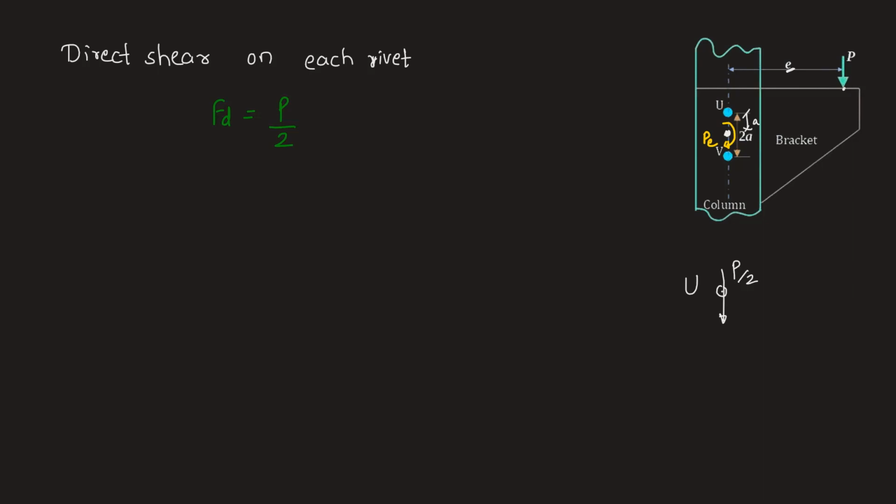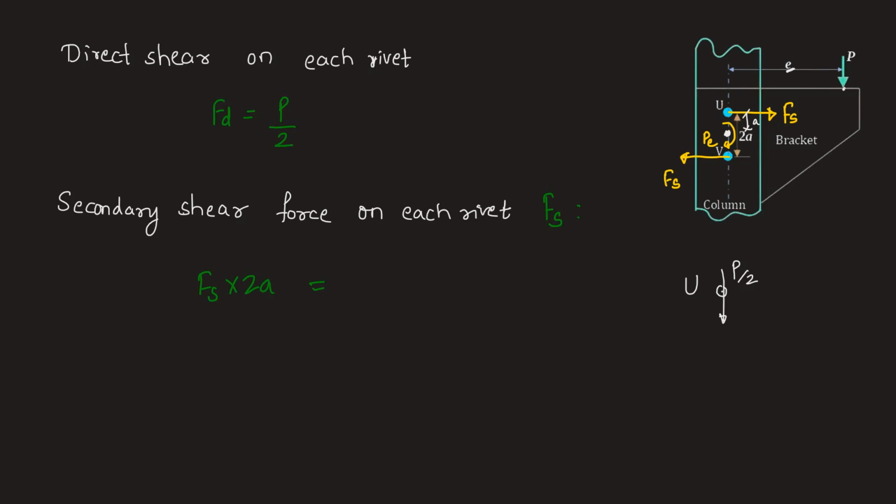Let's consider the secondary shear force Fs acting on each of the rivets in this way. We can write down the secondary shear force on each rivet as Fs. In order to find this, we'll equate these two torques. So Fs into 2a will be equal to P into e. Rearranging this, we have Fs equal to P into eccentricity, which is given to be 3 root 7 times a, divided by 2a. So this is nothing but 3 by 2 into root 7 times P. We have each of the forces here. Fs is going to act in the horizontal direction on the rivet.